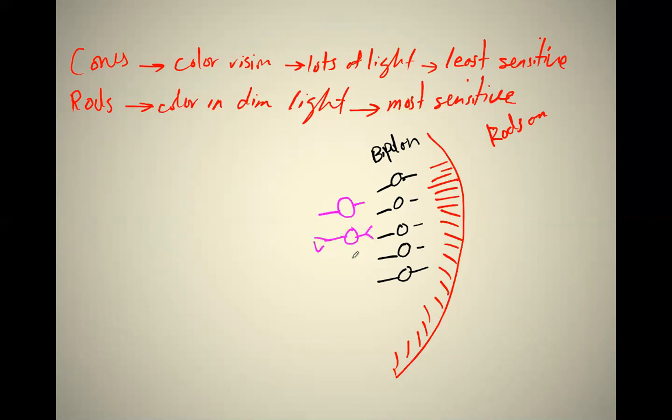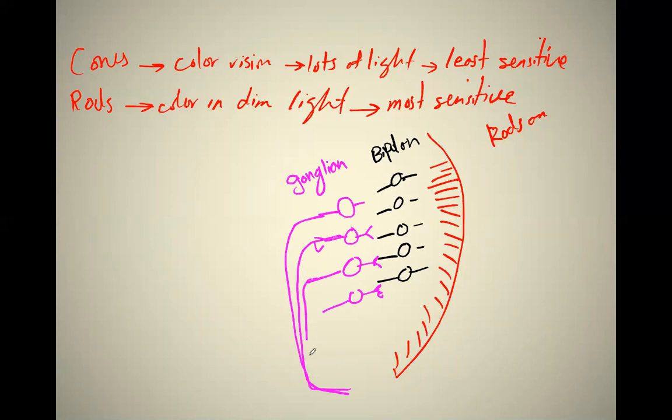These are your ganglion cells. Now, if I take the axons of these ganglion cells and bring them all together and take them out of the back of the eye, these are the extensions. What we're forming is called the optic nerve.